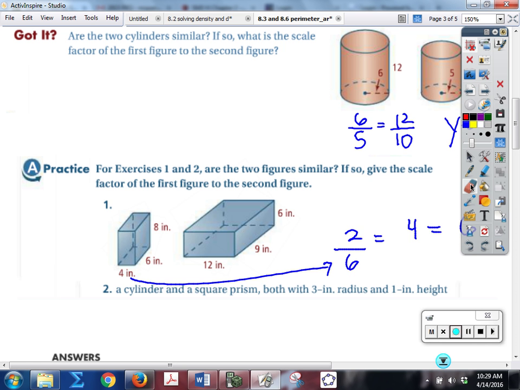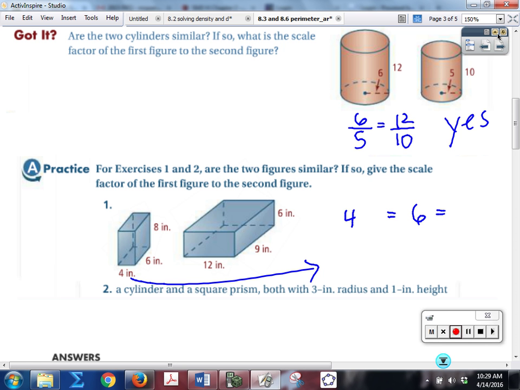Okay, 4 inches, 6 inches, and 8 inches. So 4 is the smallest one in this one. What's the smallest one in this one? 6. Medium size is 6. And biggest. Are those all equal? Yeah, they're all equal. So the scale factor would be 2 to 3, right? Let's hurry and find the volume of this so we can just see the volume.